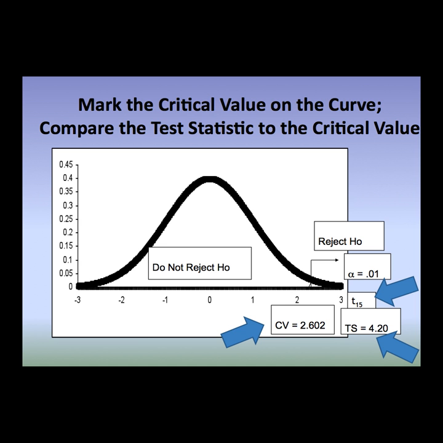The critical value is 2.602. Looking in the column with one-tailed alpha probability of 0.01 and finding the intersection with the 15 degrees of freedom row, we get the critical value of 2.602. We then compare that critical value to the test statistic of 4.2.